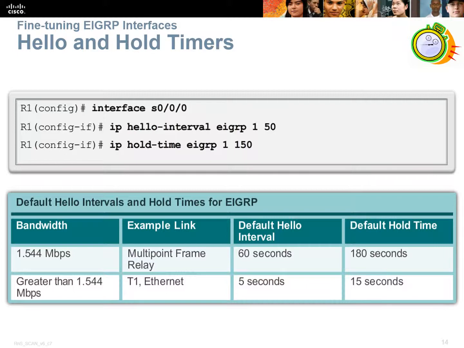Now timers. Like all good routing protocols, you can play with the timers. There's your defaults: 60 seconds on slow links, 5 seconds on fast links, and the hold time is a factor of 3. Now you can play with those timers. However, if you set one router with weird timers and the other router has defaults, strange things are going to happen. So I strongly recommend either leaving the timers alone altogether or making very careful choices, and where you set those timers, make sure you set them everywhere.